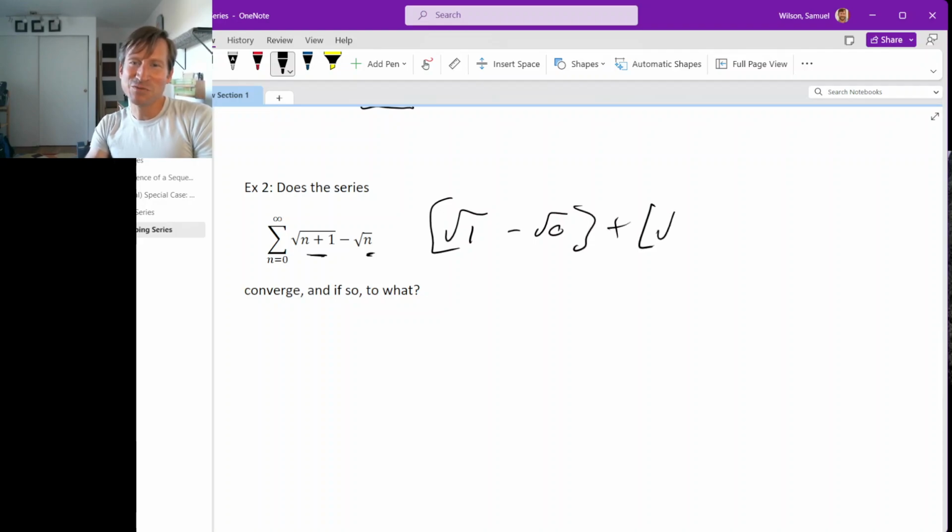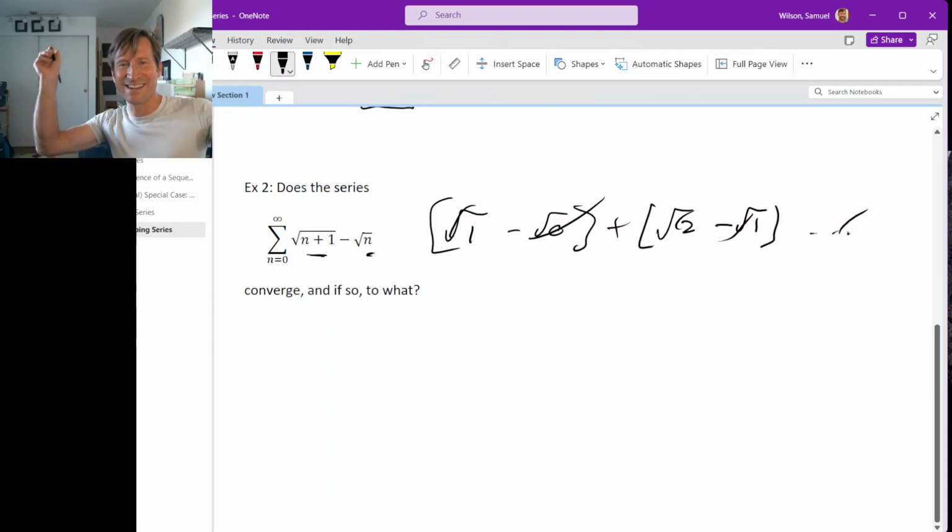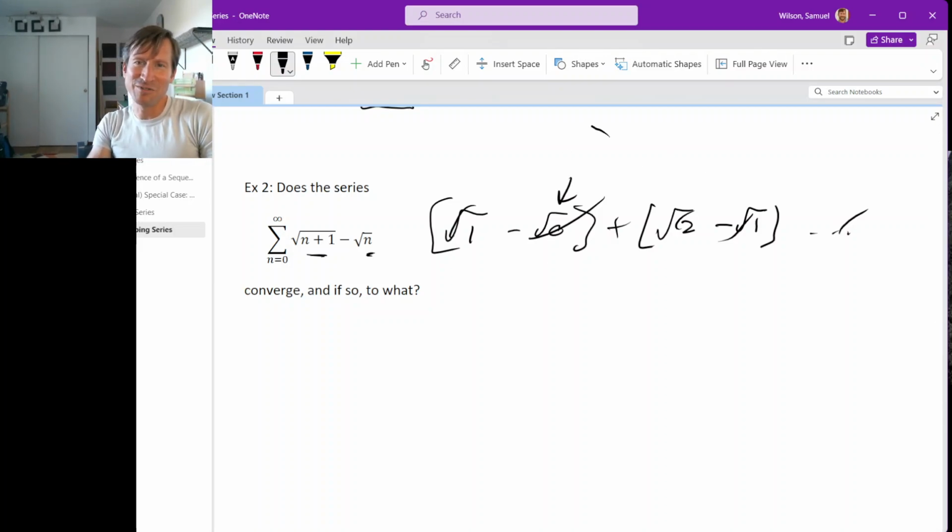And then the next one is going to be the square root of 2 minus the square root of 1, and so on. And this is going to cancel this, and this is going to cancel the next one along. And so everything's going to cancel. Well, sorry, this doesn't cancel, but it's 0. Everything is going to cancel, so we just get 0. So the temptation is to say that this is 0.